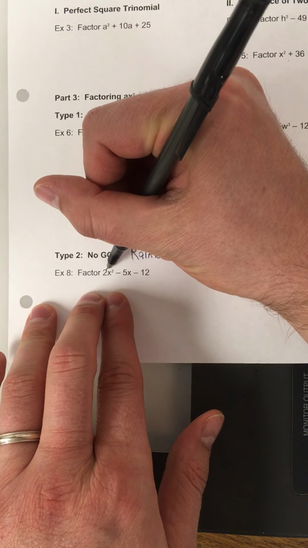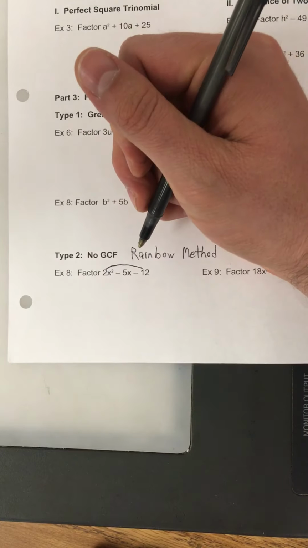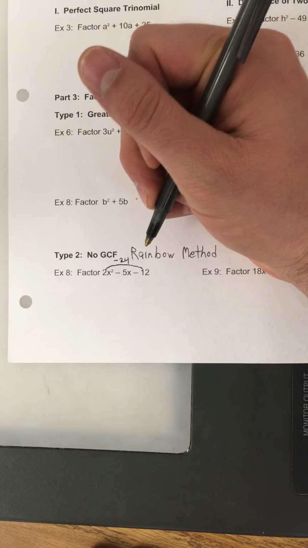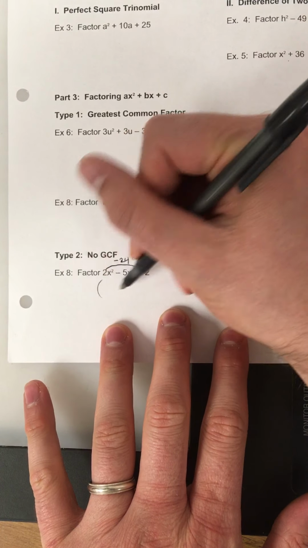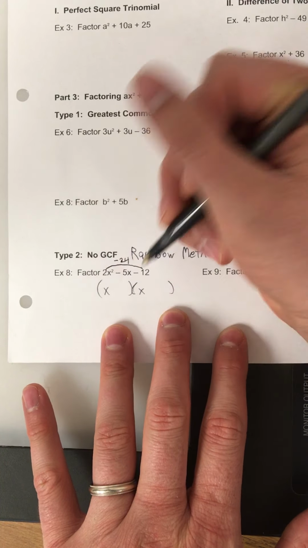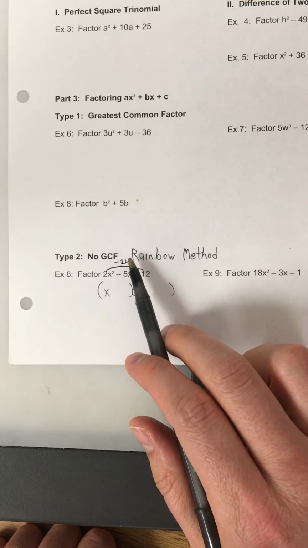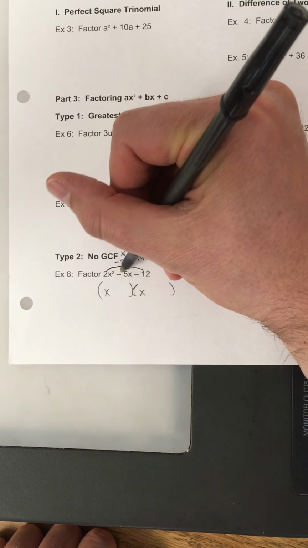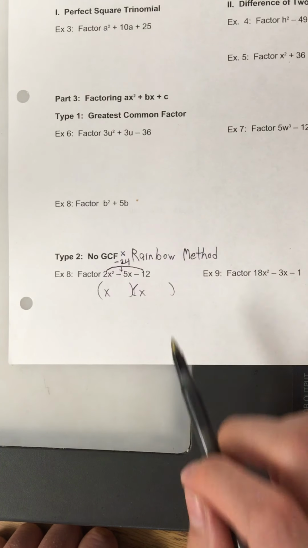I'm gonna multiply the first and the last number. 2 times negative 12 is going to give me negative 24. I'll just write it up here. So now I'm gonna factor this. I'm gonna split it up into 2 parentheses, put my x's. Now, instead of working with the 12, I'm working with 24. I'm looking for 2 numbers that multiply to give me negative 24 and add to give me negative 5.